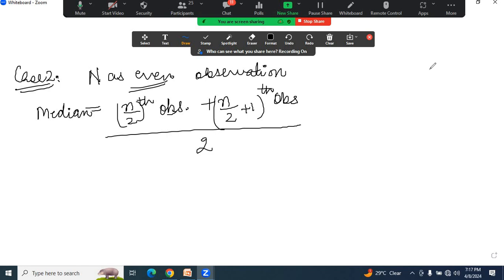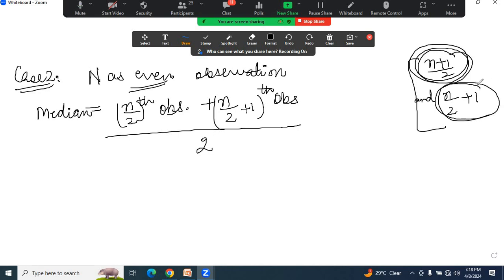Now you tell me, just on a rough side I am asking you, n plus 1 by 2 and n by 2 plus 1, are both of these the same or different? They are different. In the upper one, I am adding 1 first and then dividing by 2. In the lower one, I am dividing by 2 first and then adding 1. So don't be confused in this. In the odd case we use this and in the even case we use this.